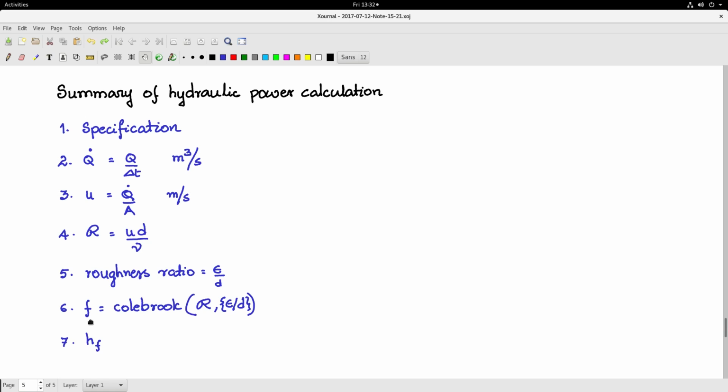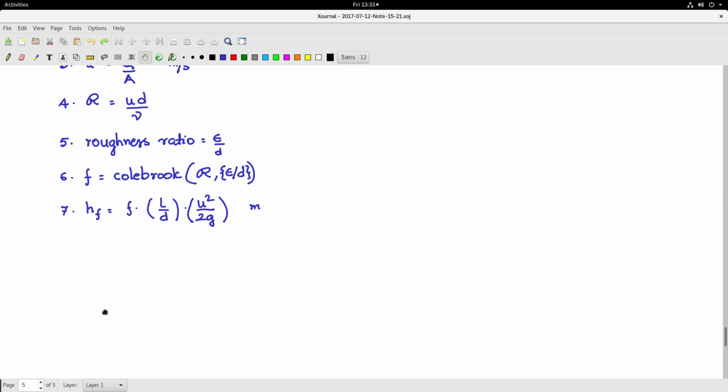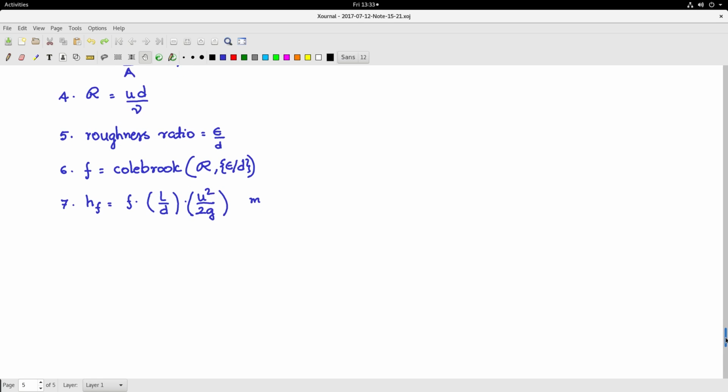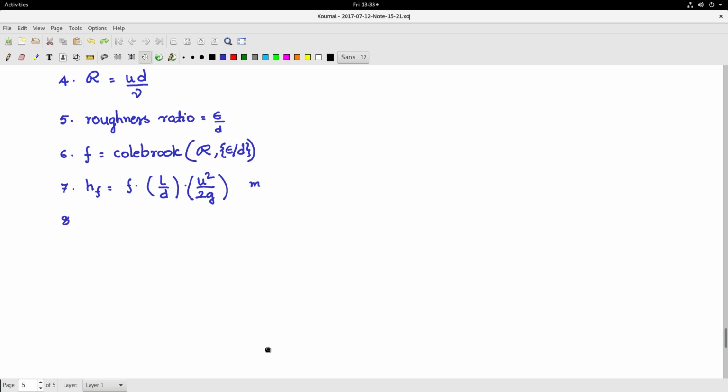Seven, use the friction factor to calculate the head equivalent of the friction loss. So hf = f into L by D into U square by 2g. This is expressed in meters. U is this value, which is the fluid velocity. g is the acceleration due to gravity. D is the internal diameter of the pipe. L is the total length of the pipe. f is the friction factor as found from point 6. Let me move this above. Like this. Yeah.